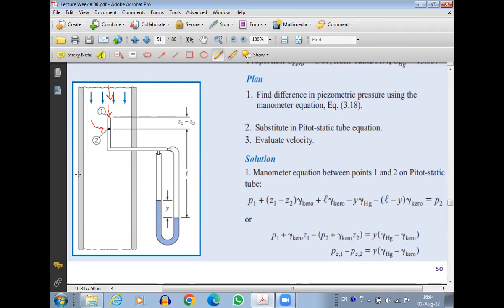Now what I can do is that, because this is still a continuous fluid flow, a continuous fluid medium, we can apply Bernoulli's equation between point 1 and point 2. I can apply Bernoulli's equation between point 1 and point 2. Okay. From 1 to 2, there is no direct path.